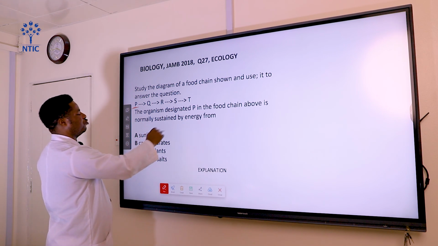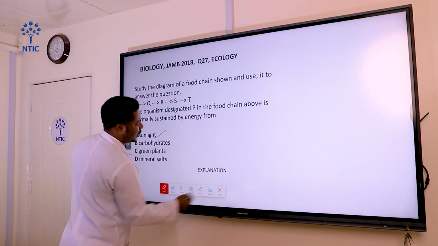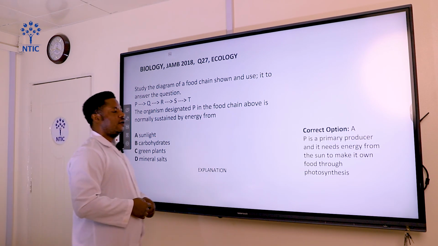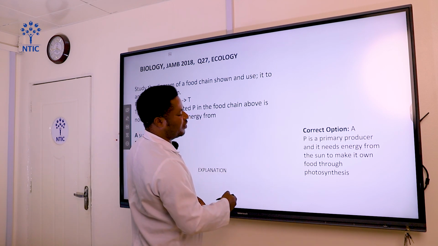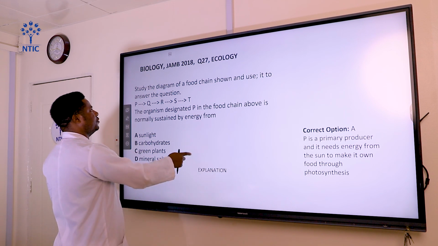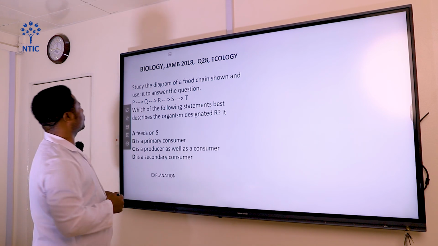So P here stands for producer, and of course we know it should get its energy from the sun. So the correct answer should be what? A, which is sun. Now let's see the explanation we have for this. We say P is a producer and it needs energy from the sun to make its own food through the process of photosynthesis. Okay, next question.